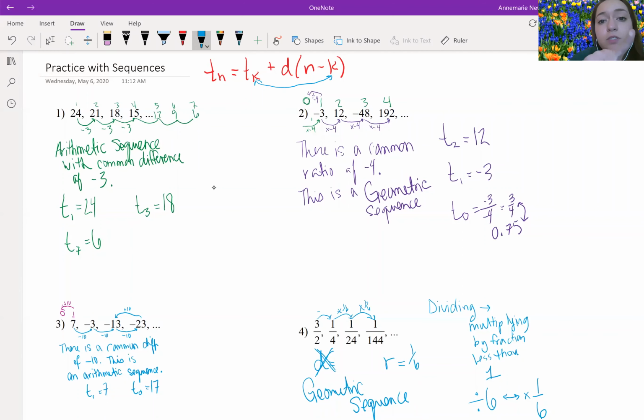So if you use the first term, you use n minus 1. If you use the 0th term, it would be n minus 0, just n. If you use the third term, it would be n minus 3. That's just what it is, okay?